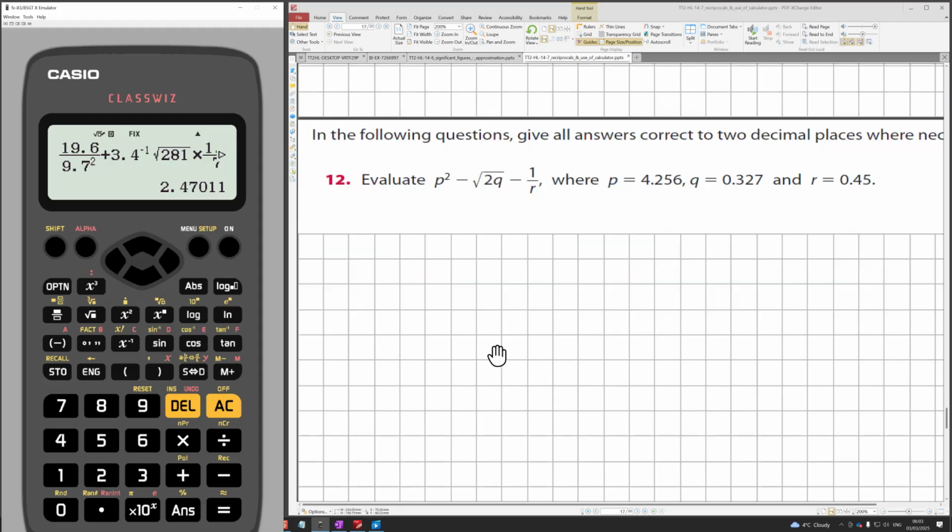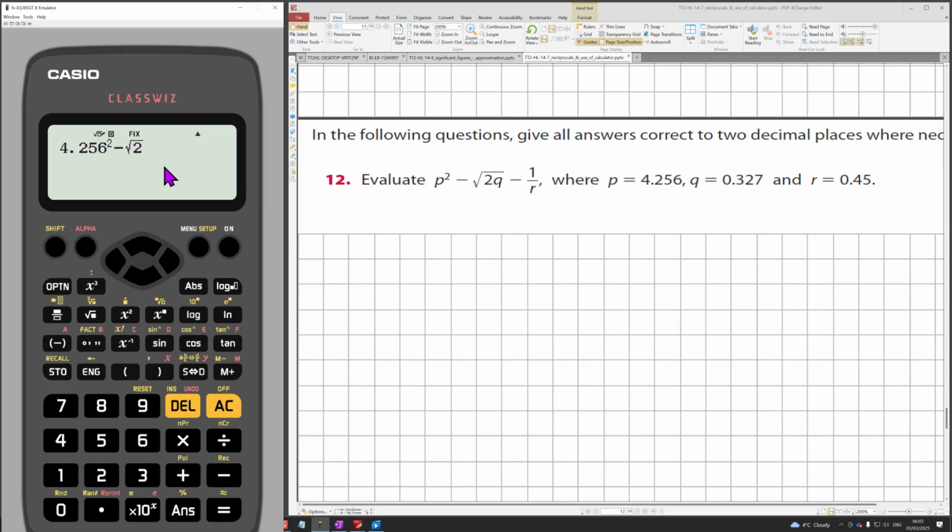Oh, we have a bit of work to do. In the following, give all answers. Okay, so now I'm going to give you a real nice trick here. So you open up your calculator. Let's call that complicated. And okay, I'm going to show you 2 methods. Straight method, 4.256 wants to be squared minus the square root of 2.